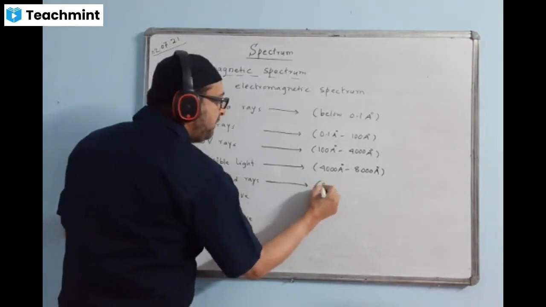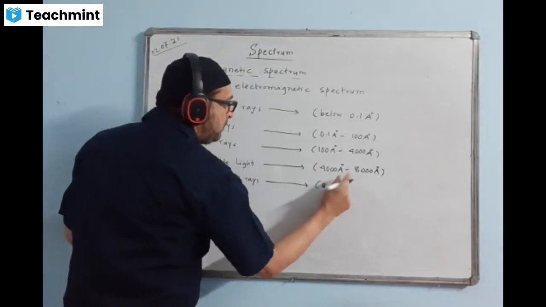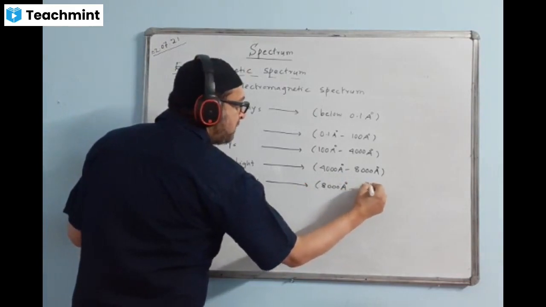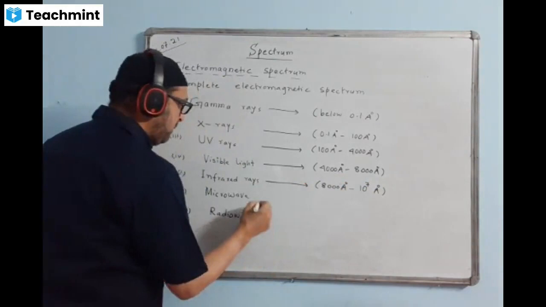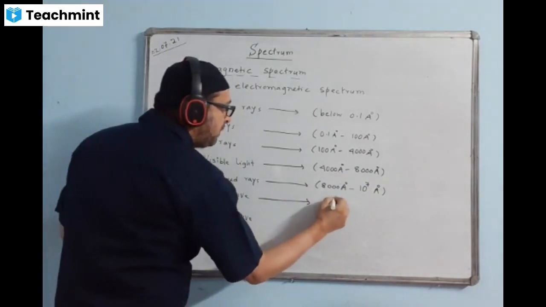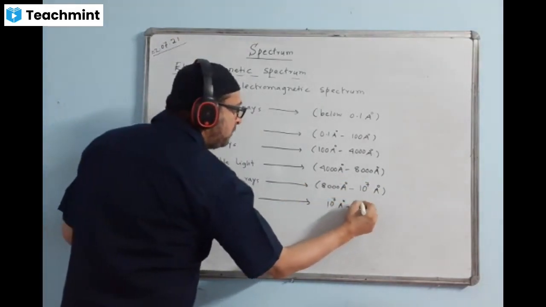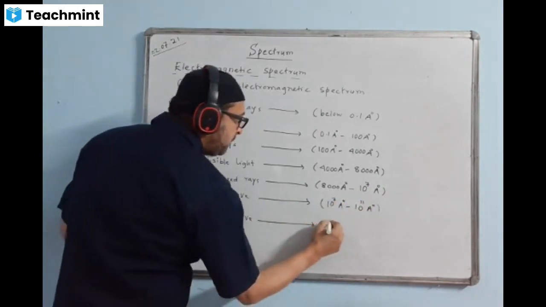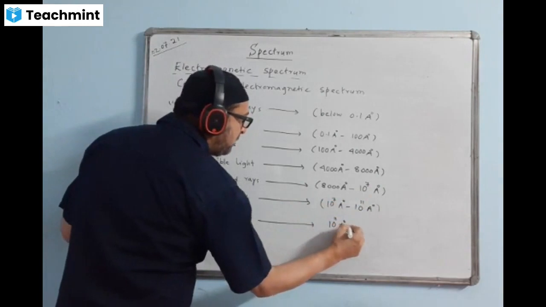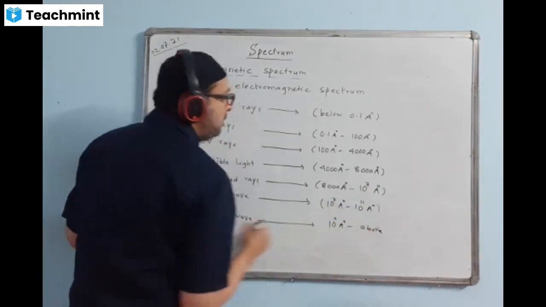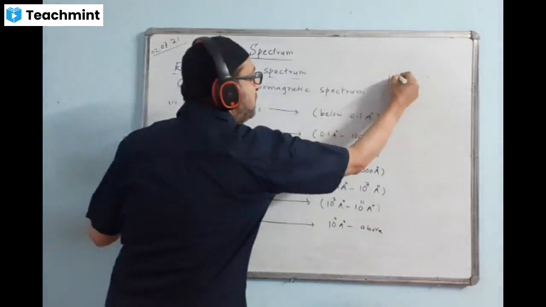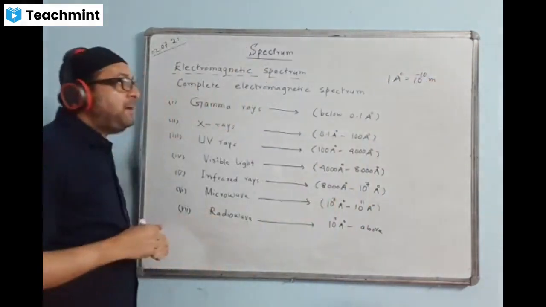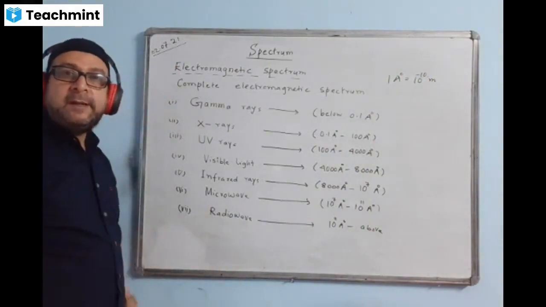Infrared rays come between 8000 angstrom and 10 to the power of 7 angstrom. Microwaves will come 10 to the power of 7 angstrom to 10 to the power of 11 angstrom. And the last one, radio waves, will come 10 to the power of 11 angstrom and above. And write down the value: 1 angstrom is equal to 10 to the power of minus 10 meters.